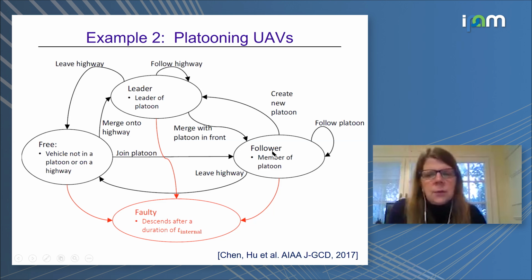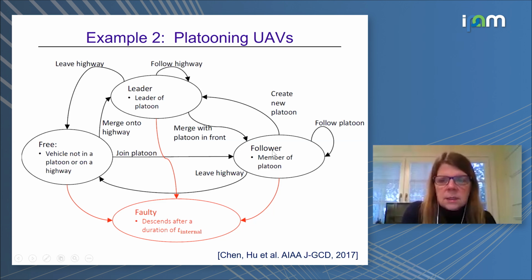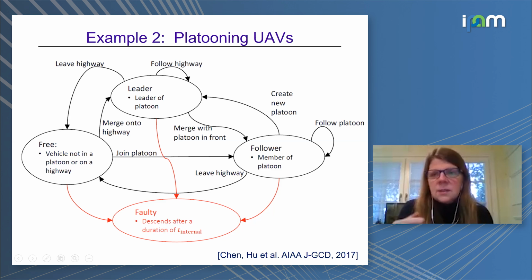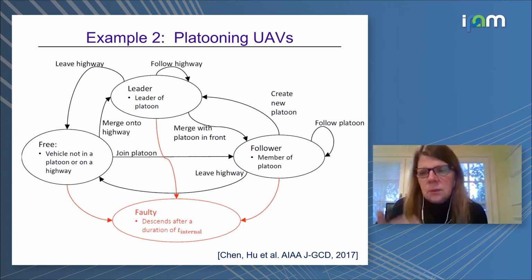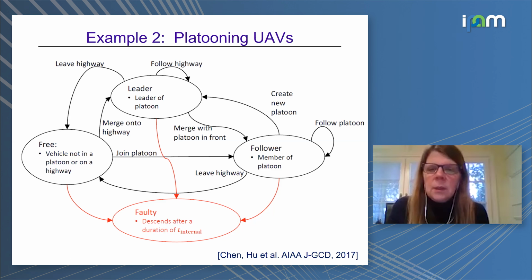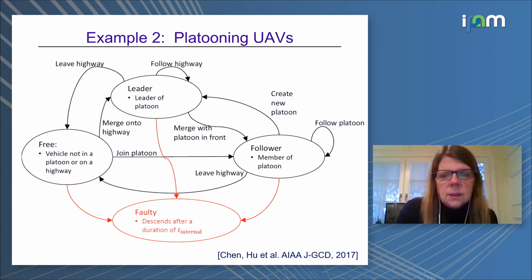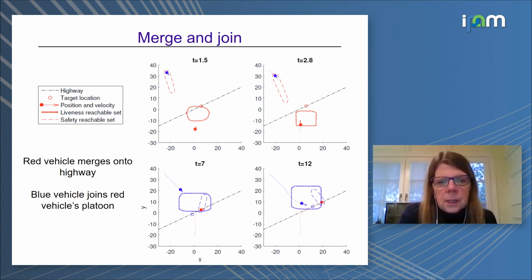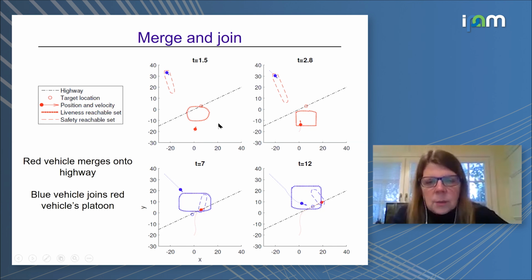We did a study for NASA in which we looked at a safety analysis. We designed this protocol, and then we looked at reachability analysis as a way to analyze the safety of this. So here are two vehicles, a red vehicle and a blue vehicle, and this is the highway that they'd like to merge onto. Right now they're free vehicles, free meaning they're not part of a platoon.